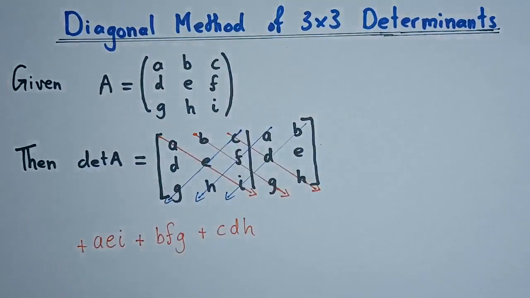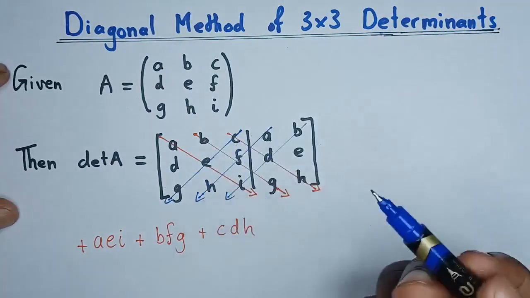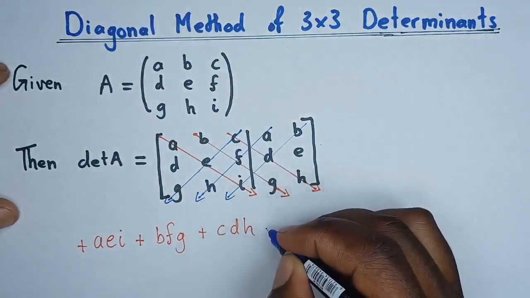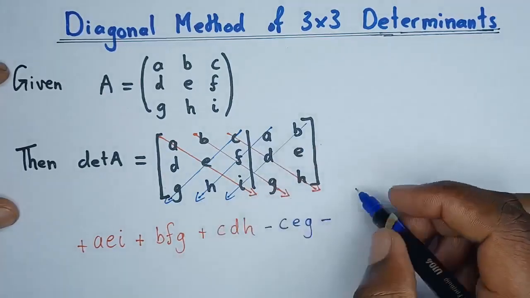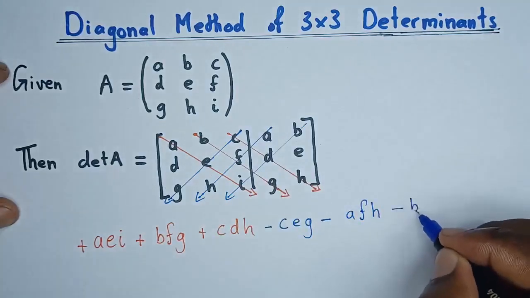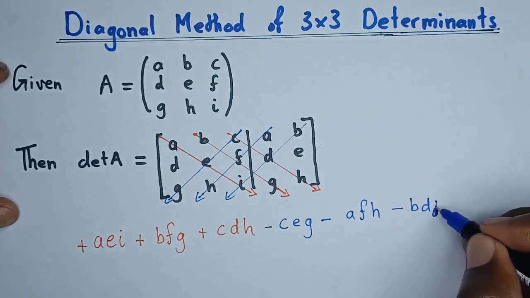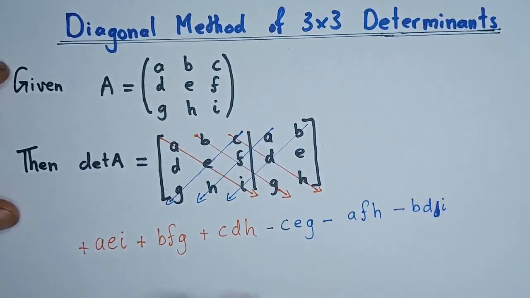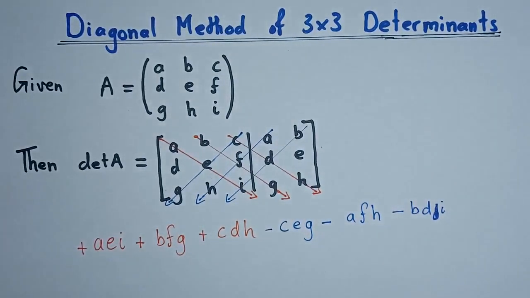Then everything going in the opposite direction, everything in blue, should be negative now. So GEC or CGE, whichever way, should be negative. So we'll say minus CEG, minus AFH, minus BDI. Looks like a J, sorry. It's supposed to be I, like that. Then that's it. Of course, these will be values. You'll find actual values of these particular matrices. So once you compute this, then you get your determinant.